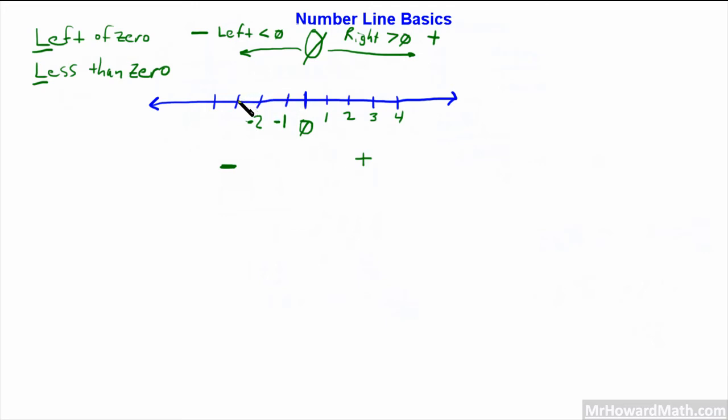This is 1, 2, 3 away from 0. It's left of 0, so it must be negative. This is 1, 2, 3, 4 away from 0. It is to the left, so it must be negative.